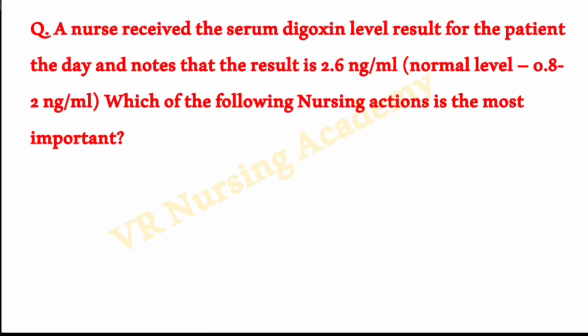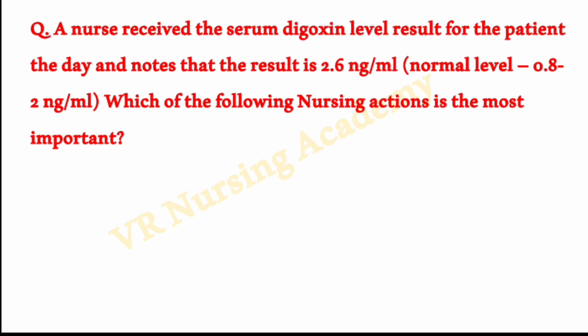Next question. A nurse received the serum digoxin level result for the patient that day and notes that the result is 2.6 nanograms per milliliter. Normal level is 0.8 to 2 nanograms per milliliter. Which of the following nursing actions is the most important?